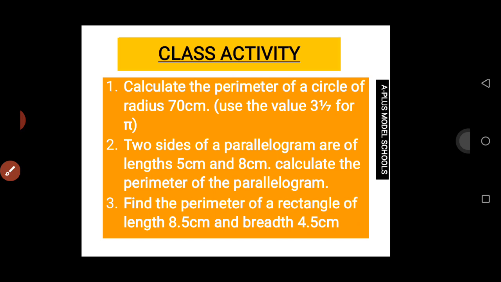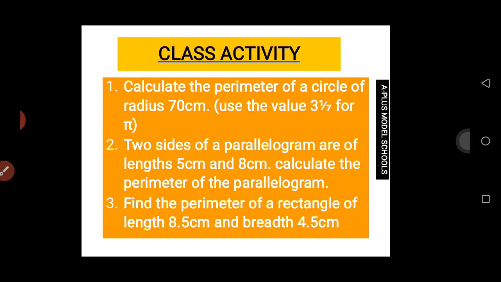So that is the end of our class for today. I hope and I believe you understand what we mean by perimeter of a shape. For any shape you are given, just measure the length of the sides and add everything together. Here we have class activities which should be submitted latest by Thursday evening. Question 1: calculate the perimeter of a circle of radius 70 centimeters. Use the value 3 1/7 for pi. Don't forget your formula will be 2 pi r since you are given the radius.